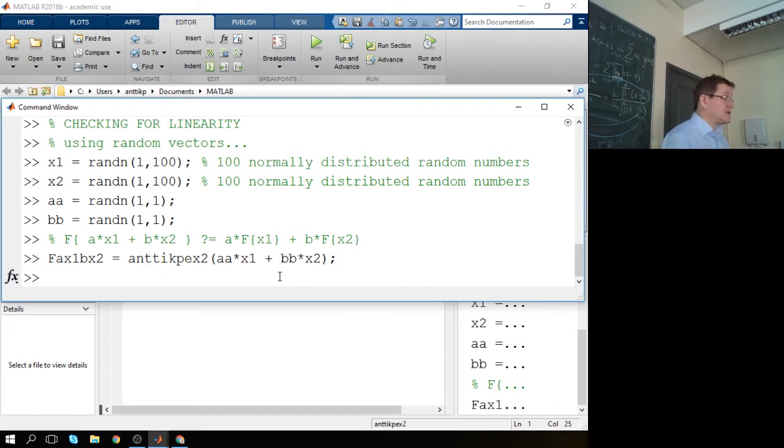Okay, so the next one is a f x1 plus b f x2. Wow, I'm so proud of these variables.